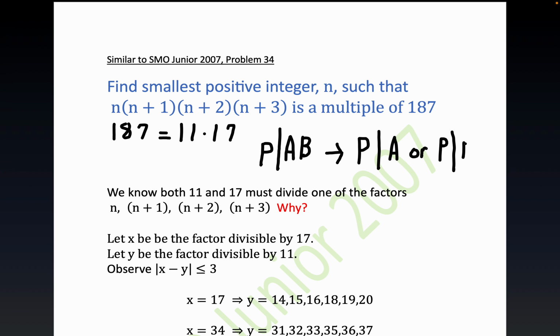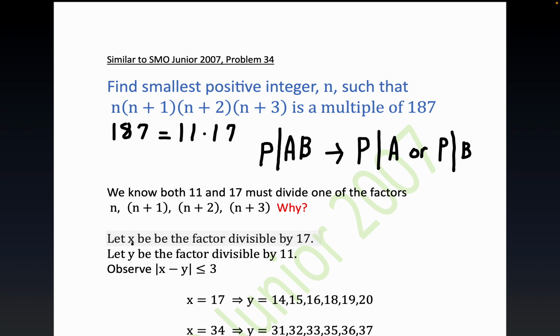If you'll notice, we have the product of 4 consecutive natural numbers, and we're also given that that product is a multiple of 187. But if you apply this result inductively, we can establish that 11 and 17 must divide one of the factors n, n plus 1, n plus 2, n plus 3. And that's the answer to the why question. One way to see that is to think of A as the product n times n plus 1, and B as the product n plus 2 times n plus 3. And then you just apply it again, so it implies in an inductive fashion. We know that to be true because of this number theory result.